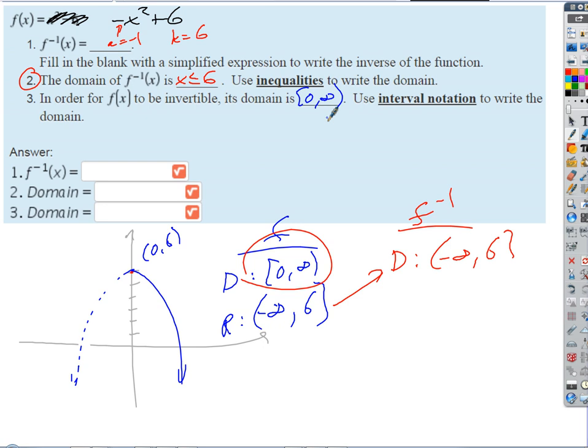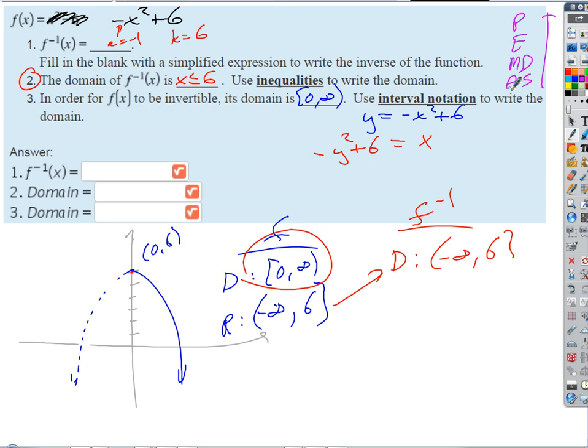Now, what about the steps for part 1? So we'll just follow the rules, right? Step 1 is we're going to rewrite it in terms of y. So y equals negative x squared plus 6. Now we'll flip the x and the y, so that becomes negative y squared plus 6 equals x. And so now there's a couple ways we could do this. If we want to follow order of operations to solve for y, we're going to isolate, so we go bottom up.